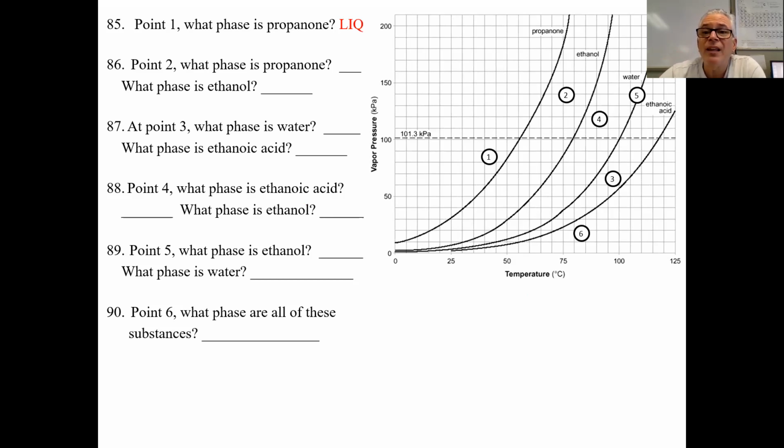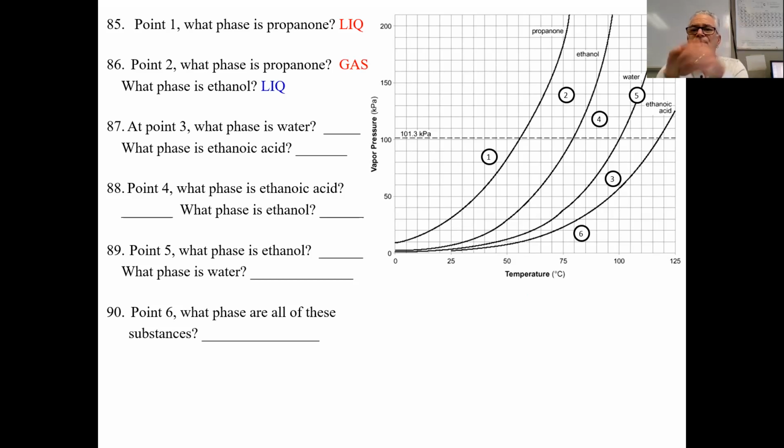Now let's find point 2. That's up in the middle. There's 2 questions for question 86. What phase is propanone and what phase is ethanol at point 2? Now at that pressure, which is about 140 kPa, propanone boils at about 65 degrees. We're at about 75 degrees. So we're in front of the propanone curve, but we're behind the ethanol curve. So in that particular point 2, that makes propanone a gas, but ethanol is still a liquid.